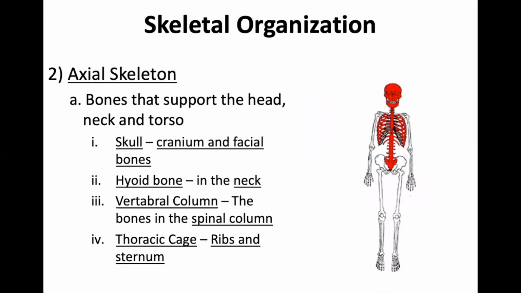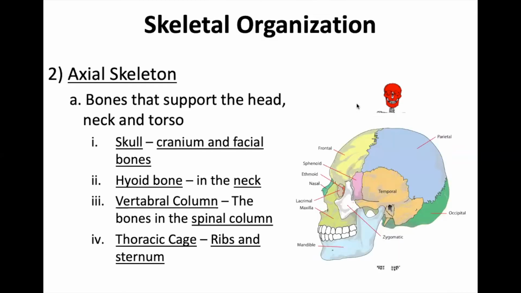So what makes up all of your axial skeleton? The bones that support the head, neck, and torso. The skull, made up of the cranium and the facial bones. The cranium is the top part of your head that encases your brain and keeps it safe, and your facial bones count as their own section. And yes, you are going to name all of these bones today.